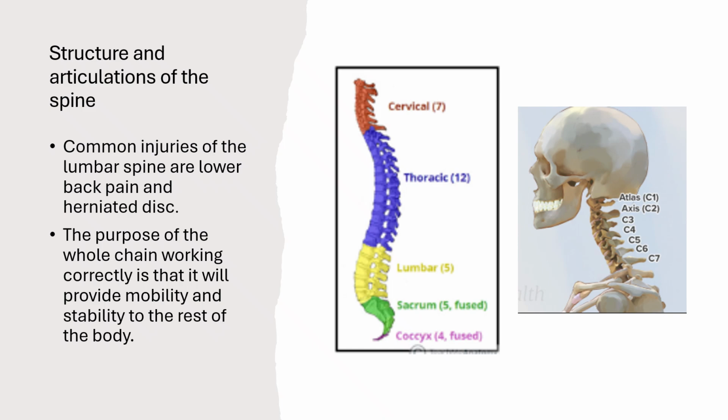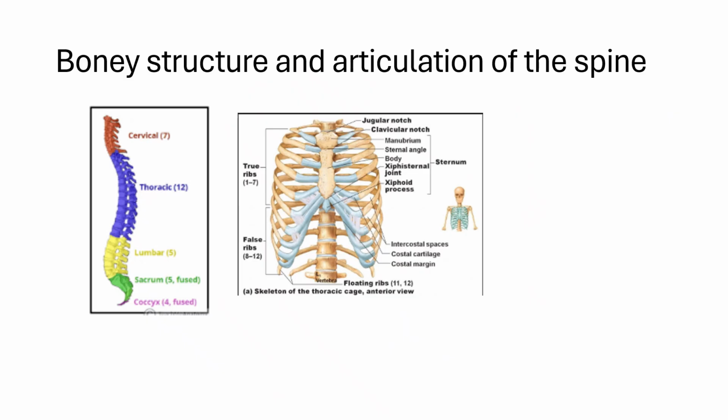Some common injuries of the lumbar spine are lower back pain and herniated discs. The purpose of the whole chain, which is the spine, working correctly is that it will provide mobility and stability to the rest of the body. It is important to know that also attached to the spine are the ribs. There are 7 cervical vertebrae, 12 thoracic vertebrae, and 5 lumbar vertebrae.